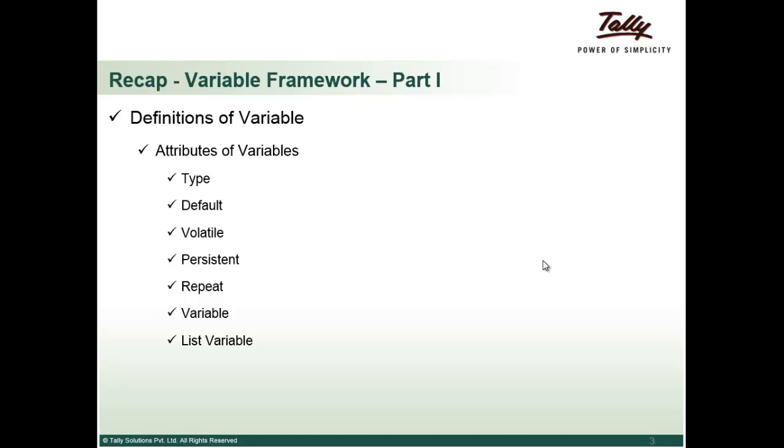Which attributes of variables did we see? We saw the type. Type is nothing but the data type of the variable. It is an attribute which says what type of value will be contained in the variable. Then we saw the attribute default. Default is an attribute which gives an initial value to the variable. Then we saw the attribute volatile.